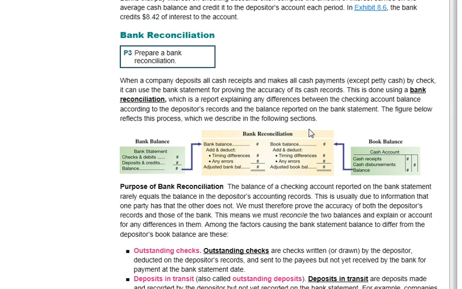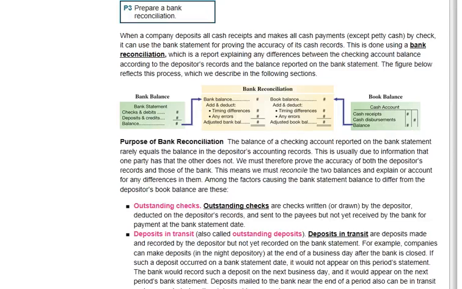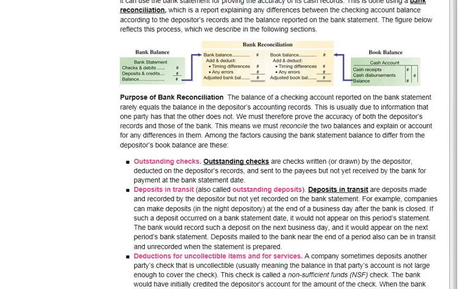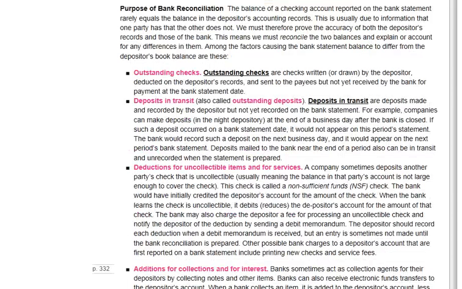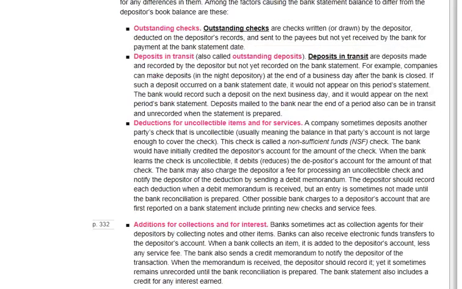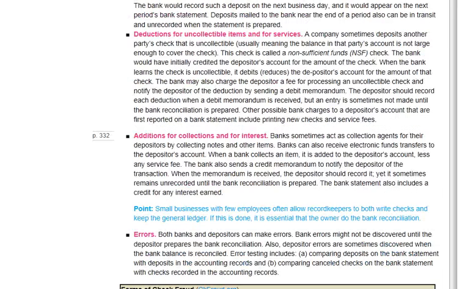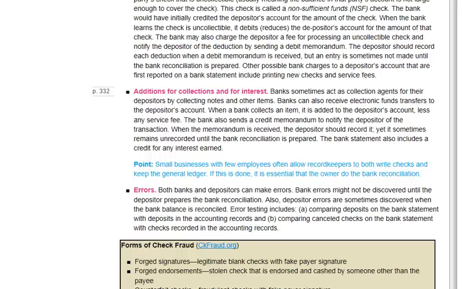The processes are done step by step, and it can be quite time consuming depending on the amount of activity in the monthly accounting cycle. You want to start looking at your outstanding checks that haven't been identified on your bank statement as related to your records. You want to look at deposits in transit or outstanding deposits, any deductions for uncollectible items and for services. Additions would be for collections and for interest. Additionally, any errors that have been identified either by the bank or the company.